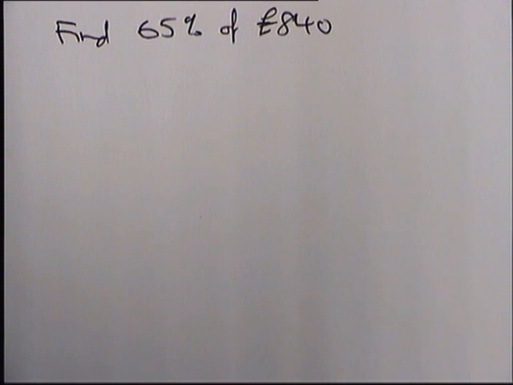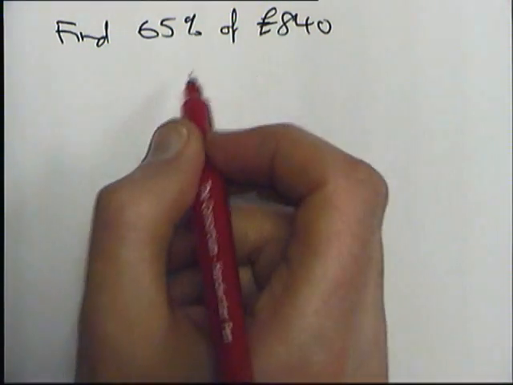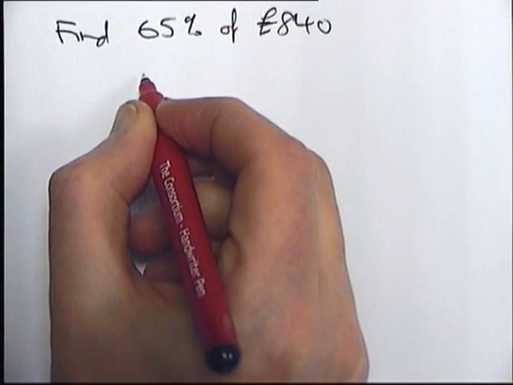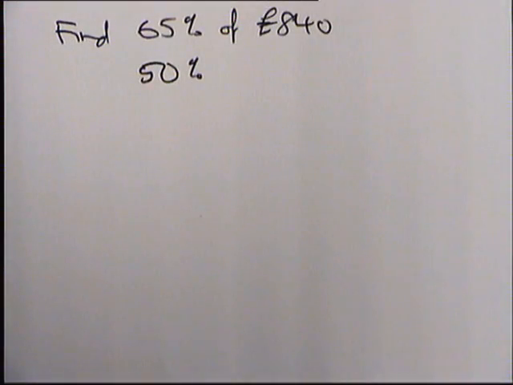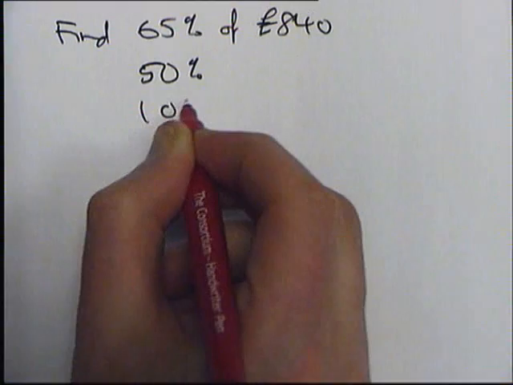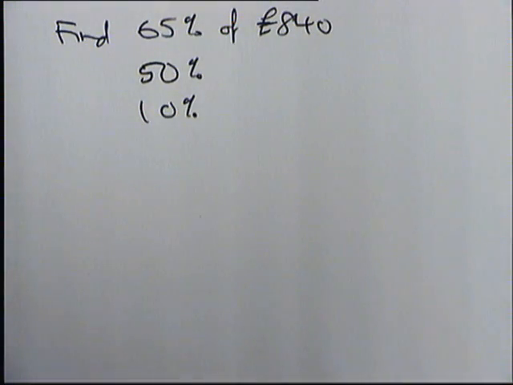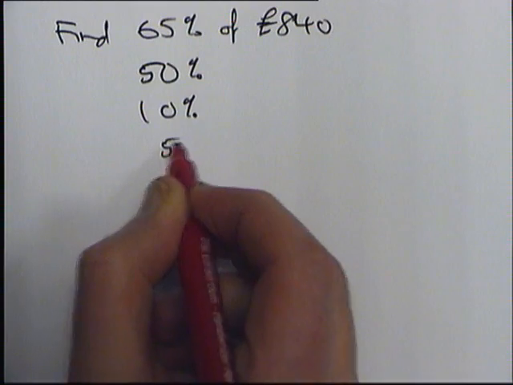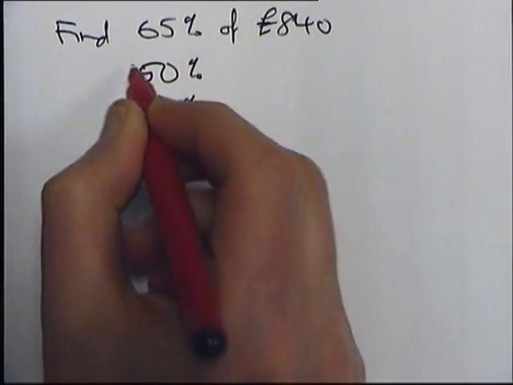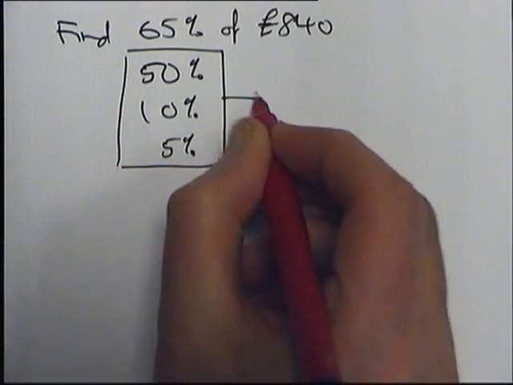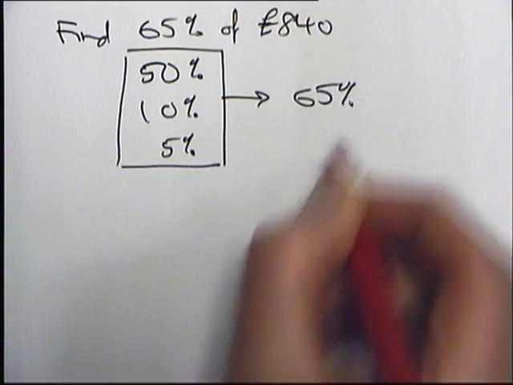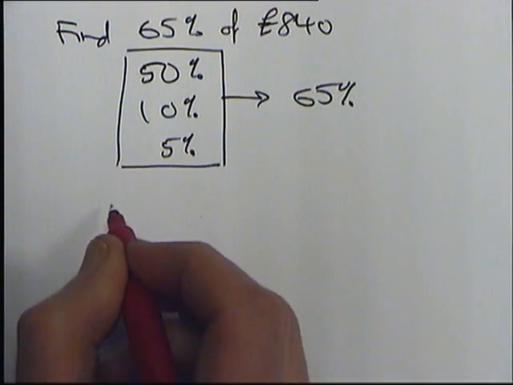In this question, I'm going to find 65% of £840 without using a calculator. 65% is not an easy number to work with, but how can you get 65% of something? Well, you can find 50% of something quite easily. You can find 10% of something quite easily. And if you've got 10%, you can find 5% of something. And if you add together 50%, 10% and 5%, you end up with 65%. So we're going to go through that process.